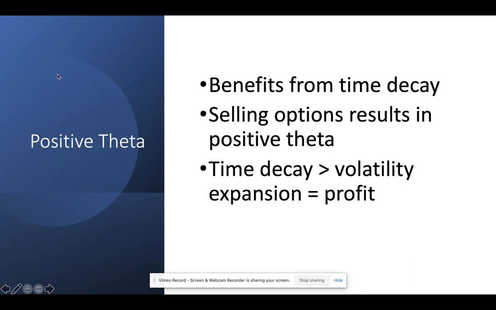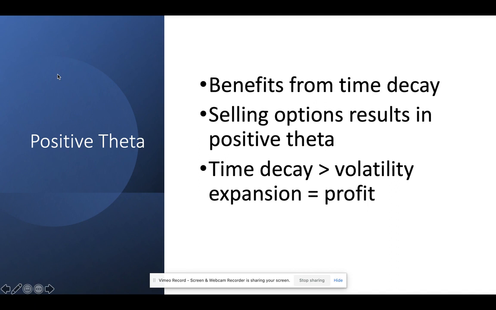So if you're positive theta, that's another way of saying I am short options, okay? This means that when you're selling an option, you're actually benefiting from theta decay, time decay, because each day, as time goes on, there's going to be a certain value that the option loses, okay?